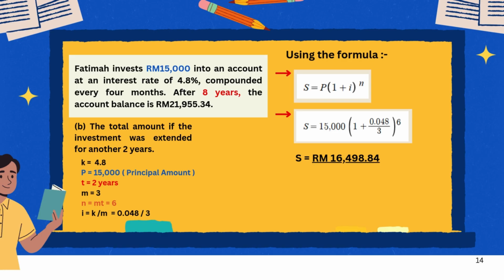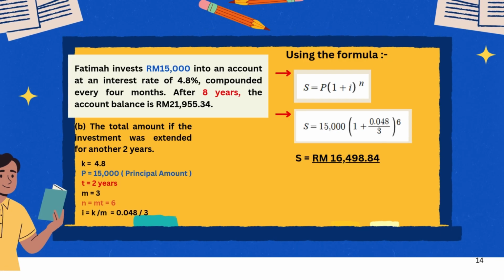For P equal to 15,000, for R equal to 4.8% or 0.048, for T equal to 2 years, for F equal to 3, for I equal to 0.048 over 3, n equal to 3 times this. We need to substitute the values into the formula and we can get S equal to 16,498.84 ringgit. The total amount if the investment was extended for another 2 years is 16,498.84 ringgit.